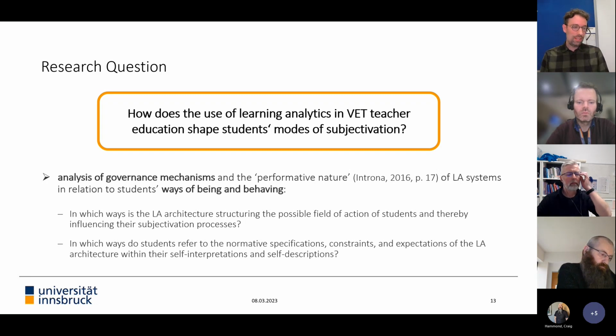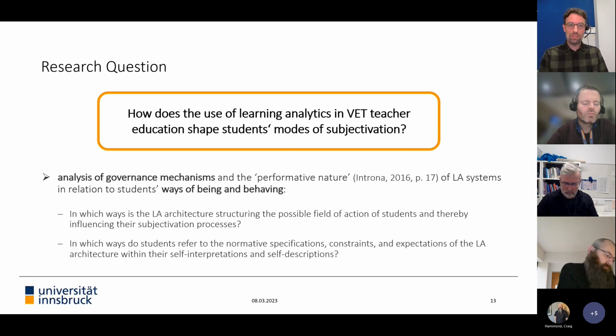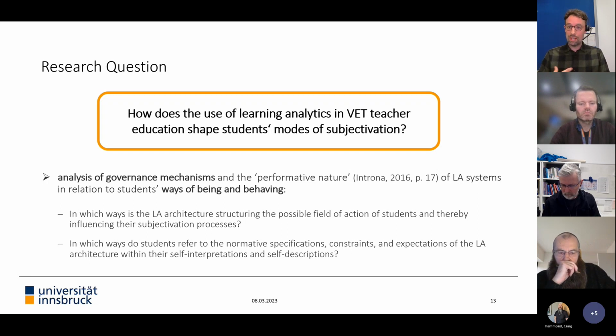So our special interest is the analysis of governance mechanisms and the performative nature of learning analytics systems in relation to students' ways of being and behaving. Further guiding questions are, on the one hand, in which ways is the learning analytics architecture structuring the possible field of action of students and thereby influencing their subjectivation processes? And on the other hand, in which ways do students refer to the normative specifications, constraints, and expectations of the learning analytics architecture within their self-interpretations and self-descriptions? So we are using a qualitative approach to answer these research questions.